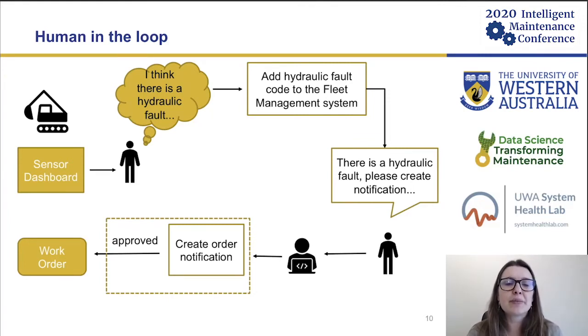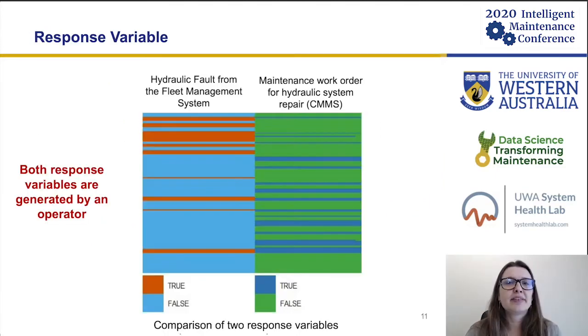We also consider the maintenance records, in this case the date the unit was removed from service to work on the hydraulics. Again, there are a number of people involved in this decision. So, we have two potential response variables. Both involve human judgment. There is no ground truth as the failure has not happened yet. The companies doing analytics on mobile equipment streaming data are using the code entered into the fleet management system, in our case the hydraulic system fault code, as their response variable.